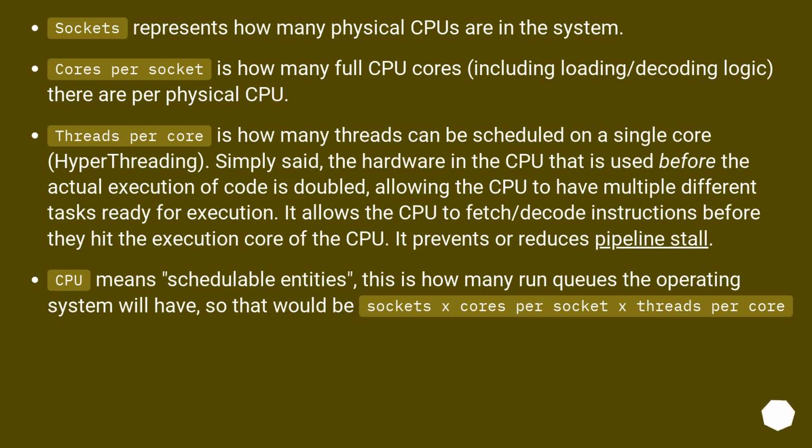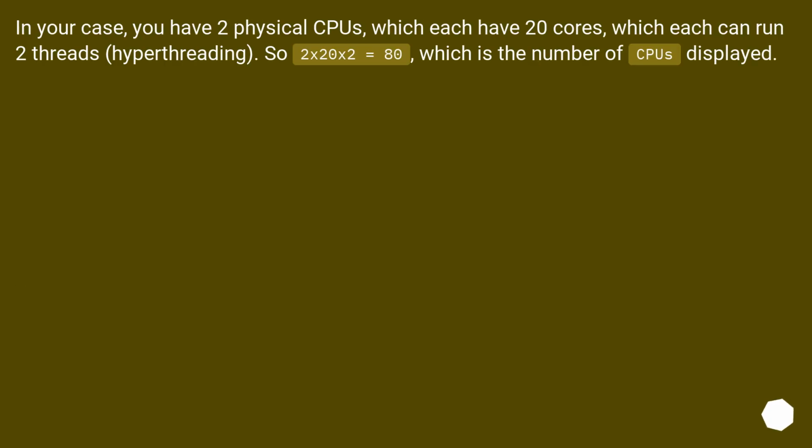CPU means schedulable entities. This is how many run queues the operating system will have, so that would be sockets x cores per socket x threads per core. In your case, you have two physical CPUs, which each have 20 cores, which each can run 2 threads, hyperthreading. So, 2 by 20 by 2 equals 80, which is the number of CPUs displayed.